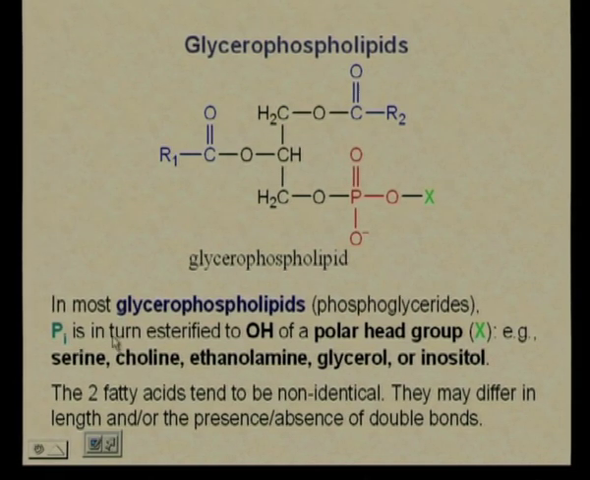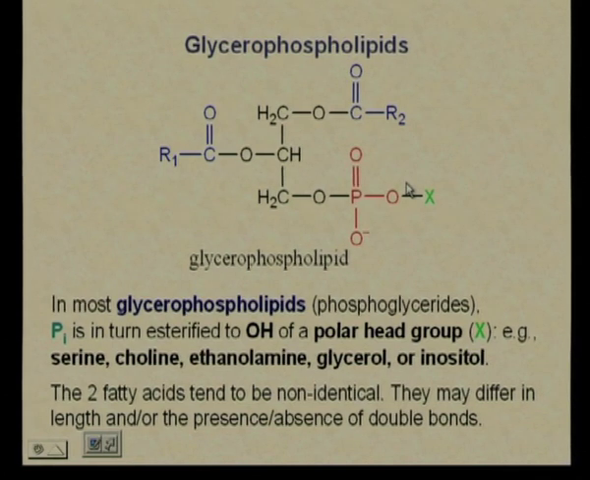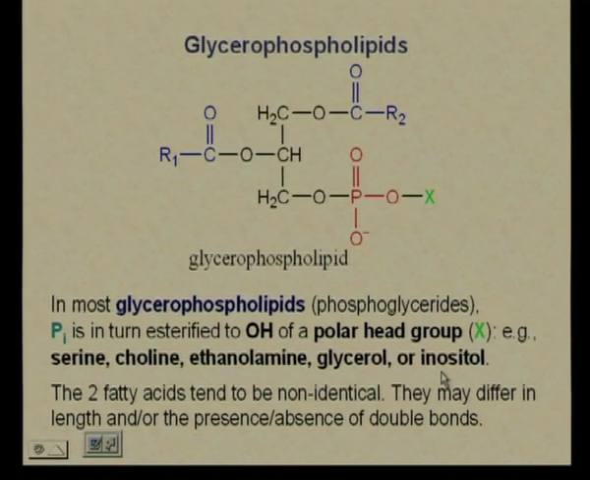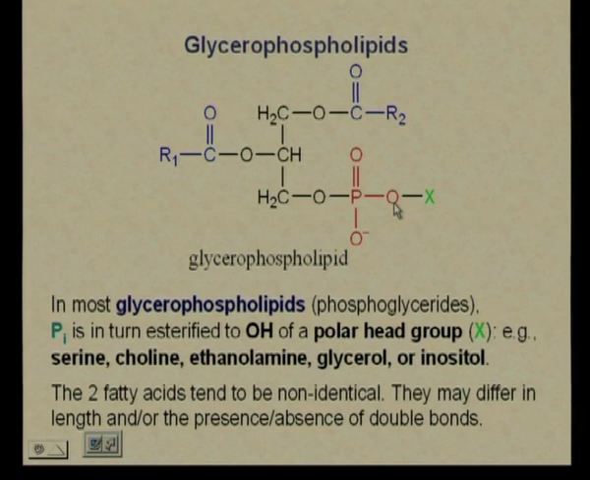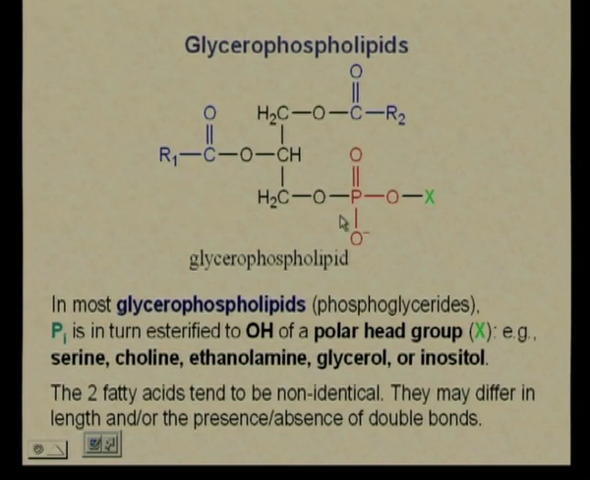So, we have the phosphate OH. What is happening to this OH? It has been esterified again. It can be esterified with serine, choline, ethanolamine, glycerol or inositol. Okay, there are different groups that can be used to esterify the phosphate in the phosphoglyceride.